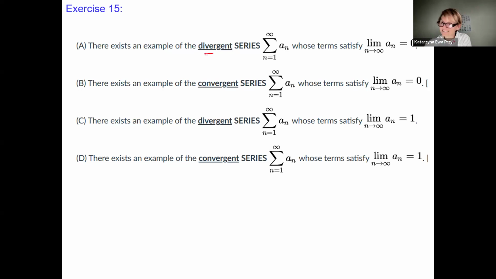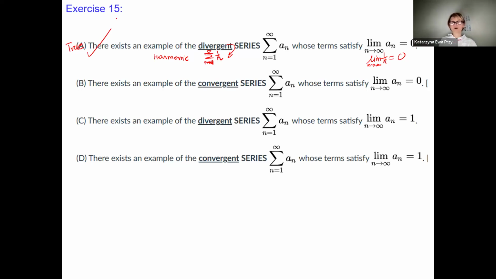Yes, of course. 1 over n, n equals 1 to infinity. It is divergent, harmonic, and the limit is 0. Yes, that's true. Harmonic. Okay, true, correct.